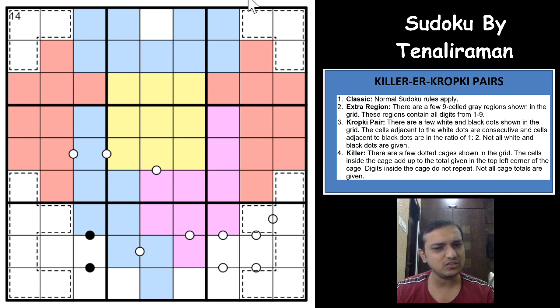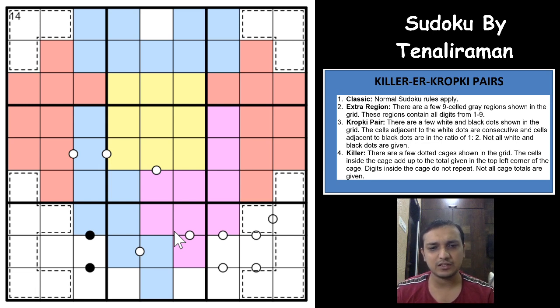And the third variant is the Kropke pair. Whenever you have a white dot, the numbers between those two cells have to be consecutive, and whenever you have a black dot, the numbers between those two cells have to be double or half of each other, 1 by 2. Not all dots are given. That is what is called consecutive Kropke pairs.